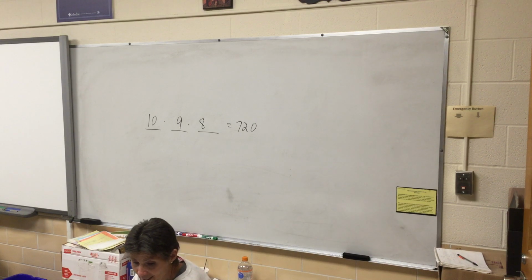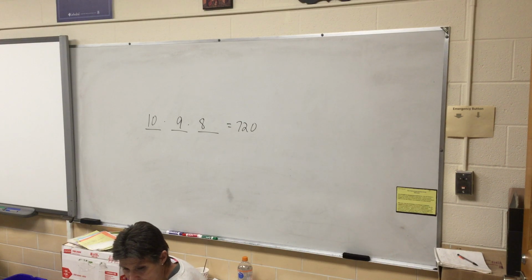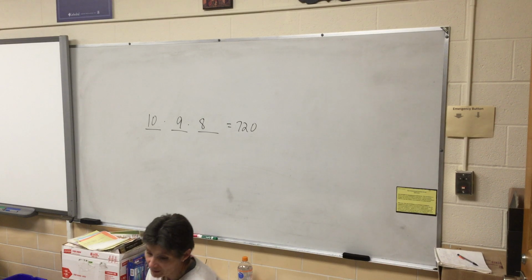All right, Mrs. Ford has 8 jumpers and 10 shirts. How many outfits are possible? Think about choices. How many ways can I pick a jumper? 8. And how many ways can I pick a shirt? 10. Yep. So how many outfits do I have? 80. Perfect. 8 times 10.